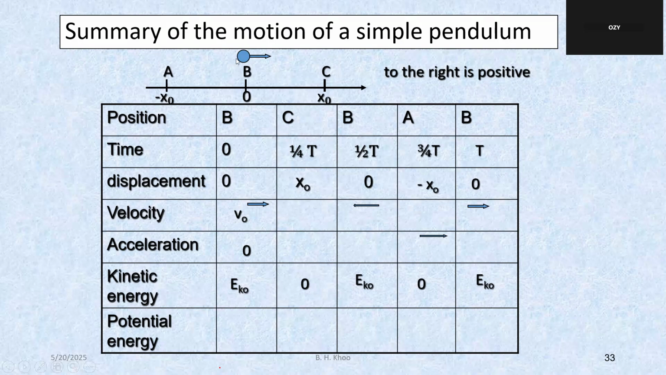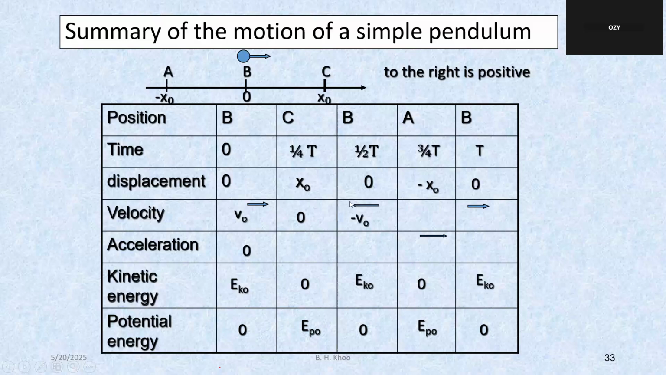If we start from moving to the right, then this is your velocity, V naught, maximum velocity. And at C, velocity must be zero, zero kinetic energy. You can fill up potential energy first. Where kinetic energy is maximum, potential is zero. Zero kinetic, maximum potential. Okay, kinetic energy is zero there.